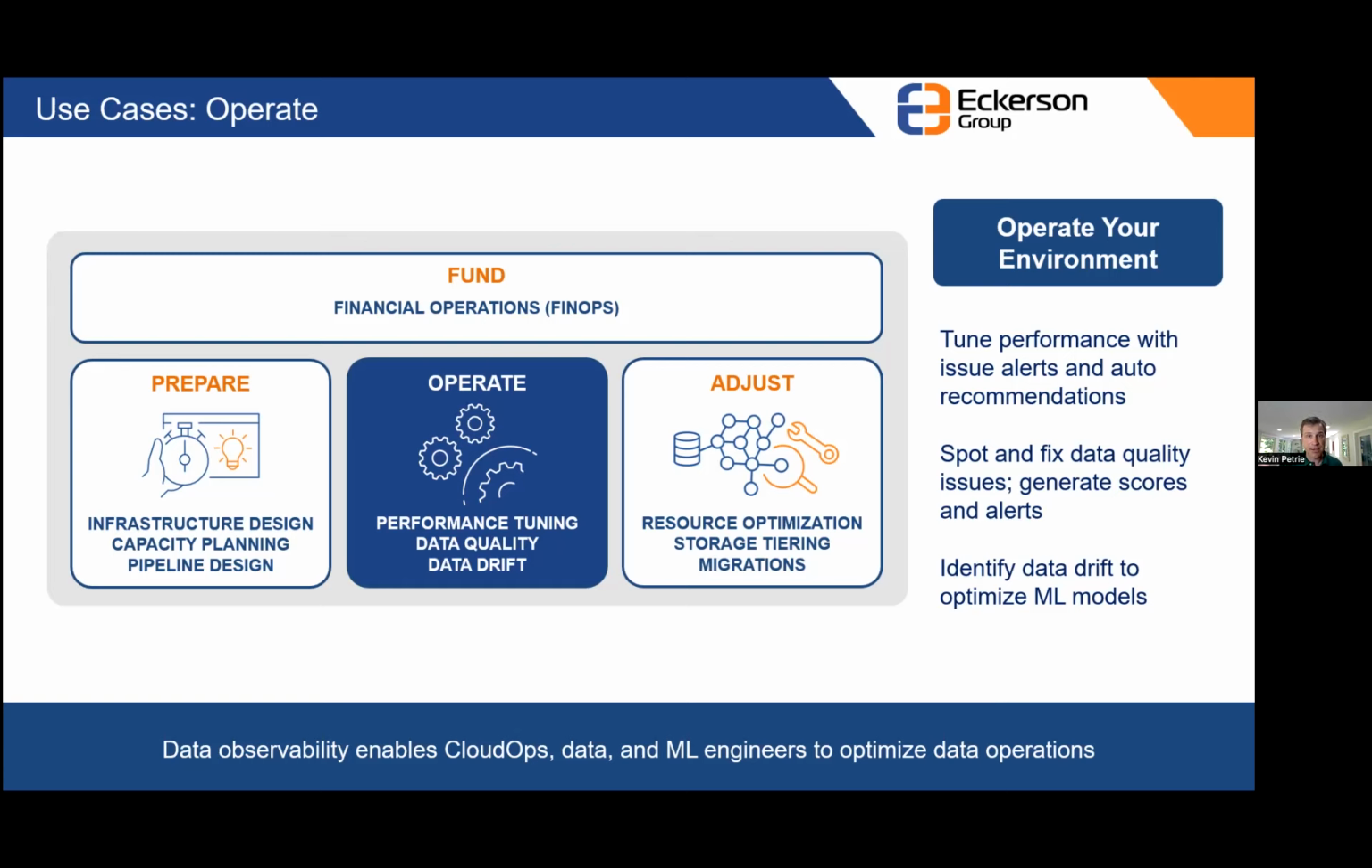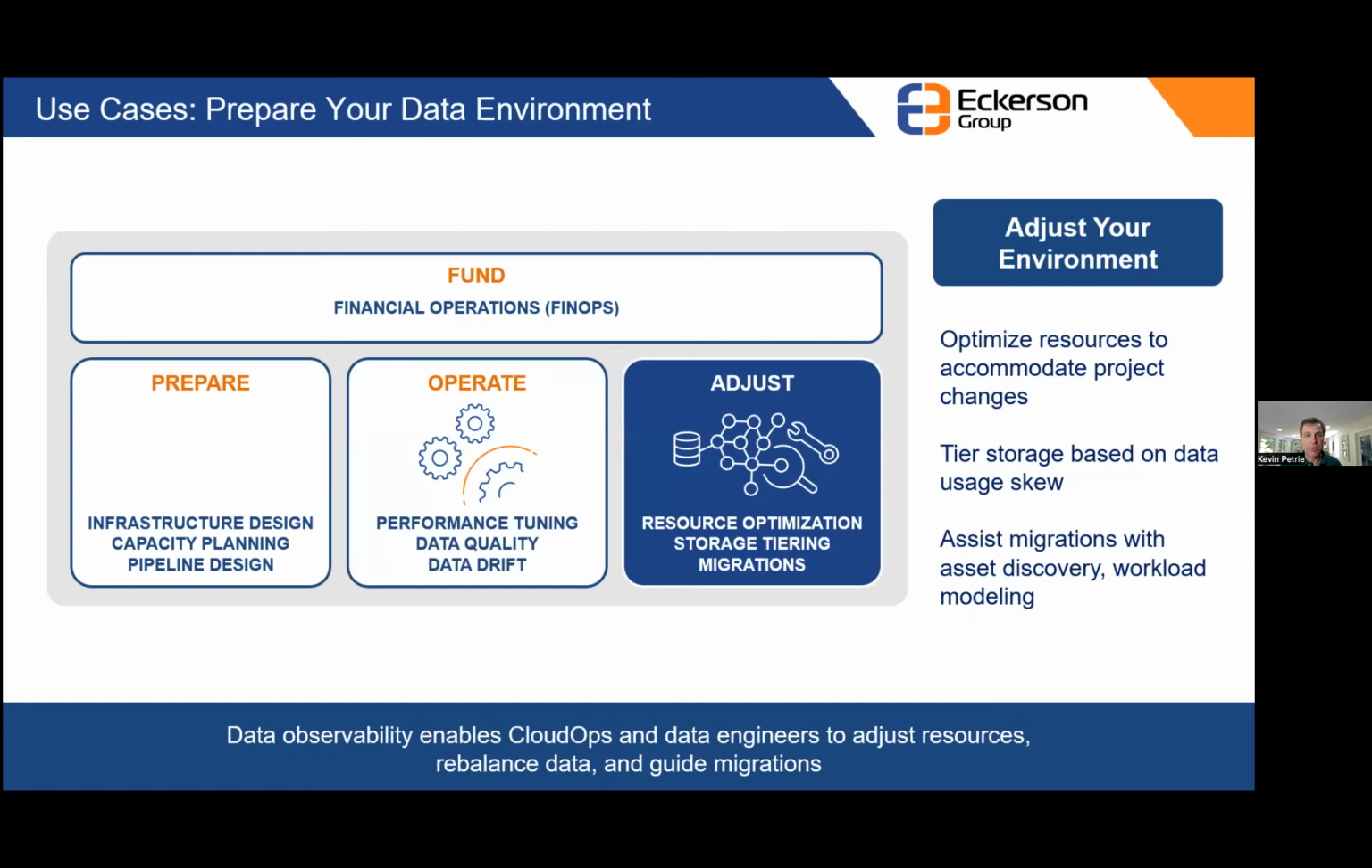You can spot that using data observability, and you can then go back in and have your machine learning engineers intervene to pull the model out of production. The data scientists can retrain the machine learning model. So this is another way in which data observability is getting you that granular insight into what's really going into the behavior, the trends of your data. Data observability thereby enables cloud ops engineers, data and ML engineers to optimize data operations.